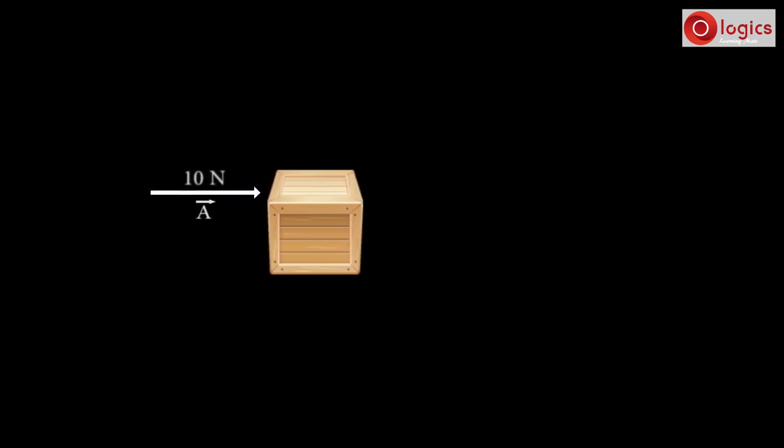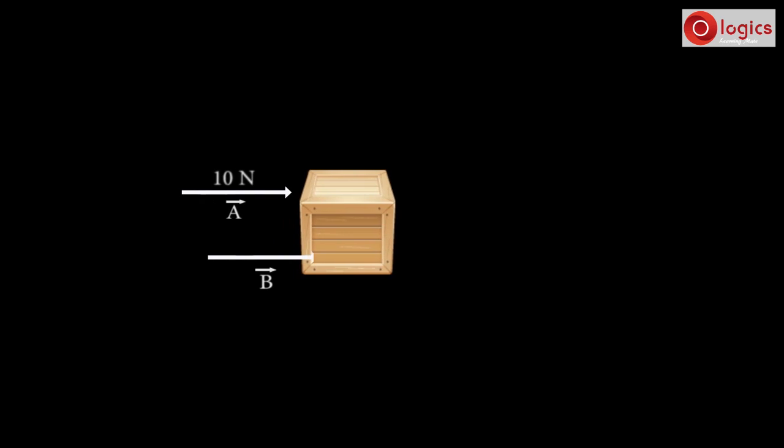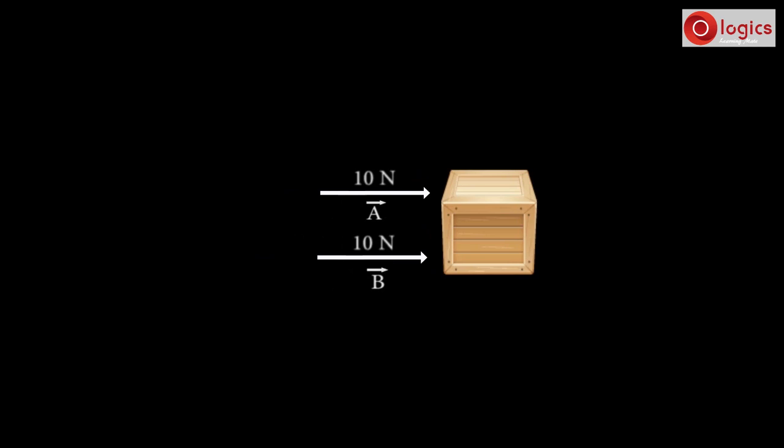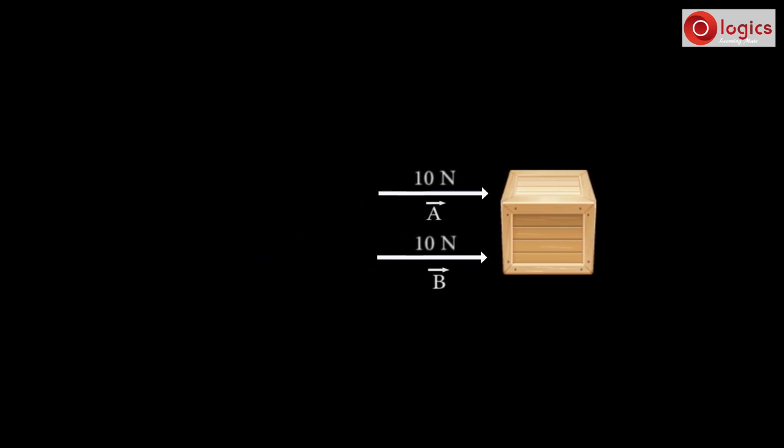This is an object. The vector A bar having 10 newtons force is applied on this object. Another vector B bar having 10 newtons acts over the same object in the same direction. In this scenario, the resultant force on the object is R bar equals A bar plus B bar. Here A bar equals 10 Newton and B bar equals 10 Newton, which is 20 Newton.